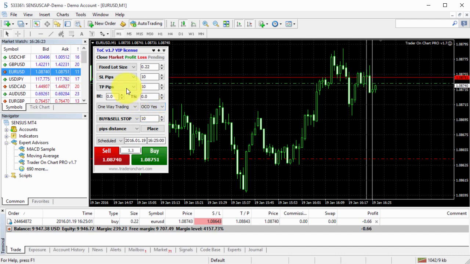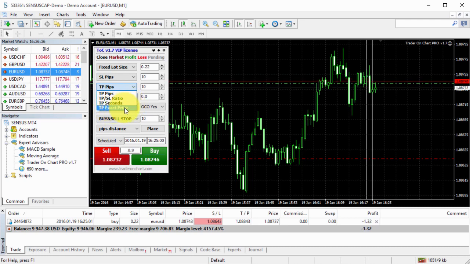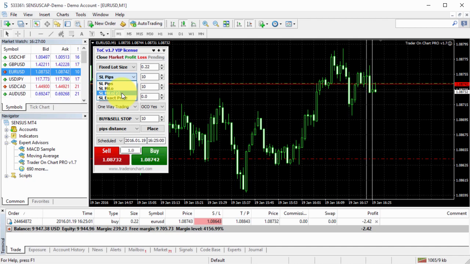So there are a couple more features. We can set take profit in seconds. Those are for scalpers. And we can also set take profit at the exact price. And also the same for stop loss. We also can set stop loss at exact price. And also we have an option to set stop loss at the high or low of the previously closed price bar. And this next one is the second closed price bar.